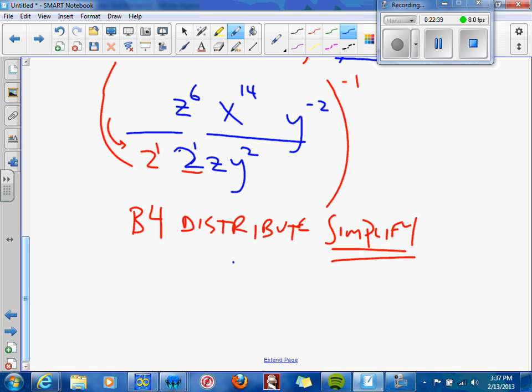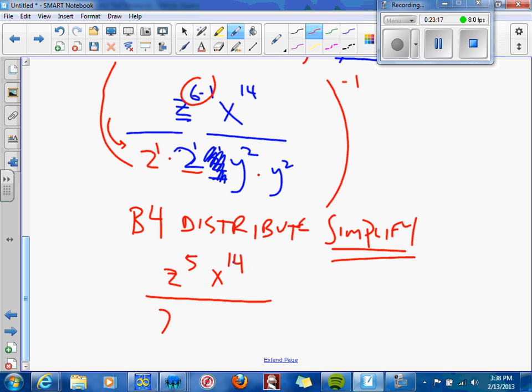Okay. Then we have C on top and bottom. What happens here? I'm going to subtract this 1. We have Y. Do you want to move this Y down? Make it positive? Yeah. Okay, so we're going to move this Y down. Make it Y squared. This goes away. Now we have multiplication, same base. So this right here becomes C to the 5th, X to the 14th on top. On the bottom, I have 2 squared and Y to the 4th, all raised to the power negative 1.